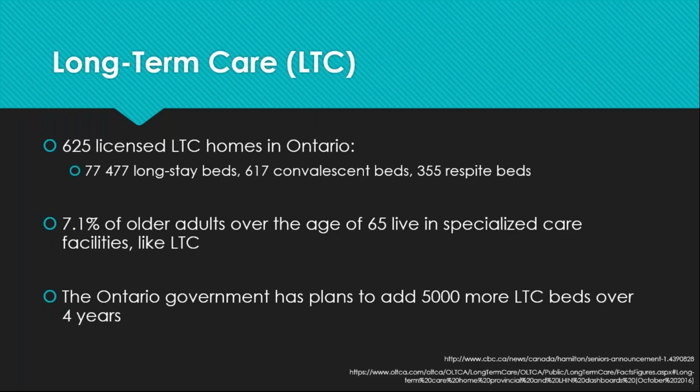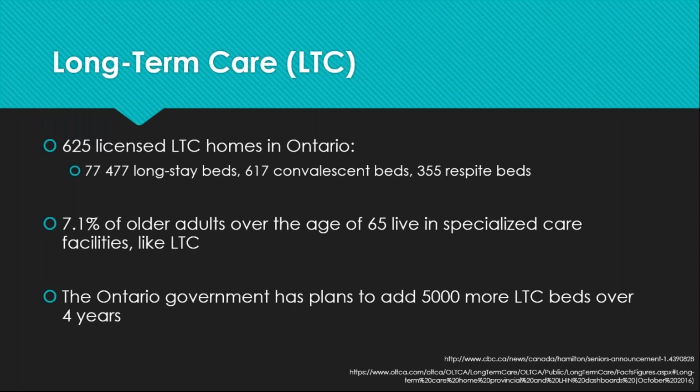So just a little bit about long-term care. I know most of you are practicing in long-term care, so this might not be new information for you, but there are many long-term care homes in Ontario, 625 to be exact. Most beds are long-stay, and then there's a small number of convalescent care beds and an even smaller number of respite beds.